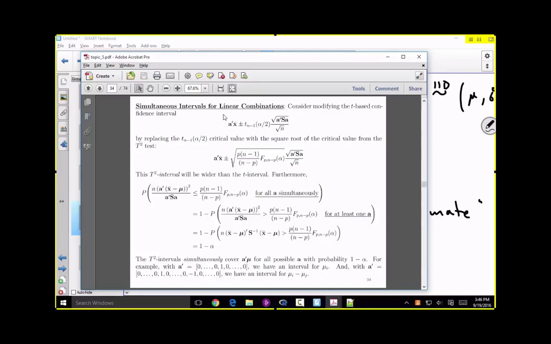It's a little bit messy, but practically speaking, it's something that you just copy and paste multiple times. Instead of doing this style of interval, all you have to do is replace that t with an appropriate f.